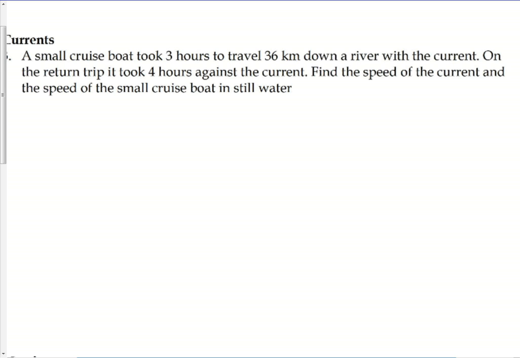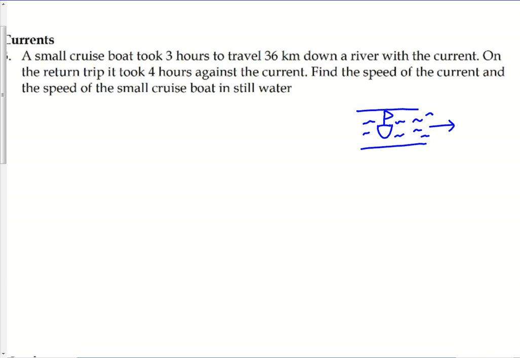Okay. A small cruise boat took 3 hours to travel 36 kilometers down a river with the current. So if you've ever taken a boat on a current before, right? If you're traveling upstream, what does that mean? Are you going slower or faster if you're going downstream? Going upstream? Upstream means you're going against the current. So the current is slowing you down. If you're going downstream, you're going with the current and you're speeding up, right? The current's pushing you and it's like, this is so easy. I love it.